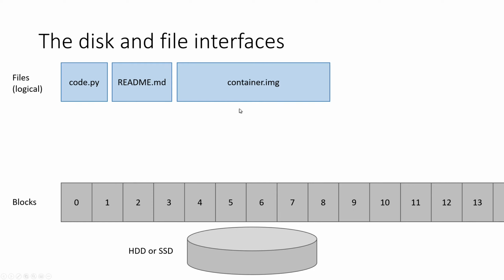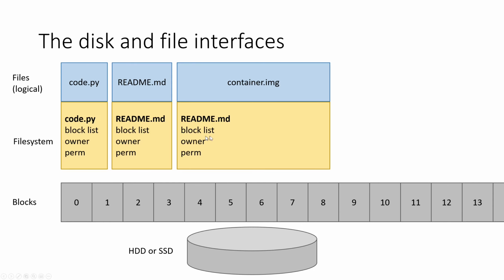These files are of arbitrary length, we can have metadata on them, and we can modify them at any place that we want. For example, a container image might be very large, but we can modify only a part of the image if we want, and we don't have to write the whole image back onto the disk. The file abstraction is provided by a file system.